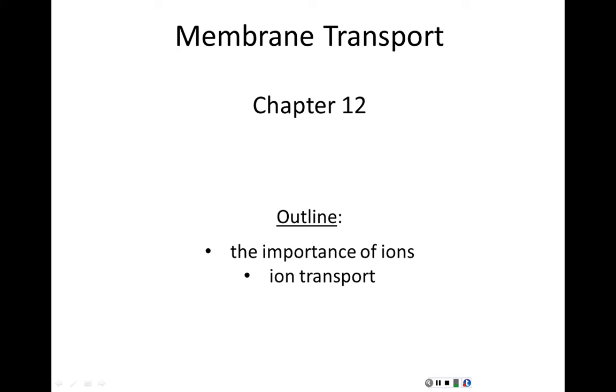And in fact, the transport of ions is probably the most important of all the membrane transport that a cell does. So again, all the concepts that we discuss today will be applicable to transport across the membrane of any molecule. But since most of that transport is based in ions, that's really where we focus our lecture. So we'll start off the lecture by talking about the importance of ions, and then, of course, a little bit of the basics of ion transport.